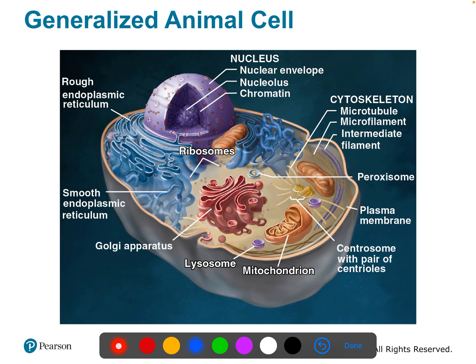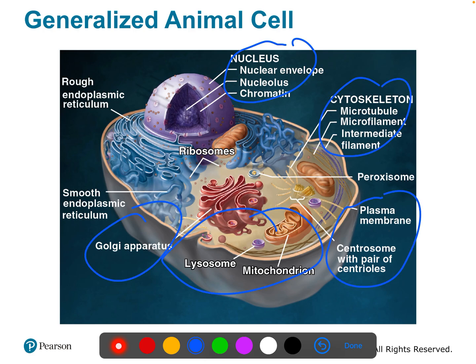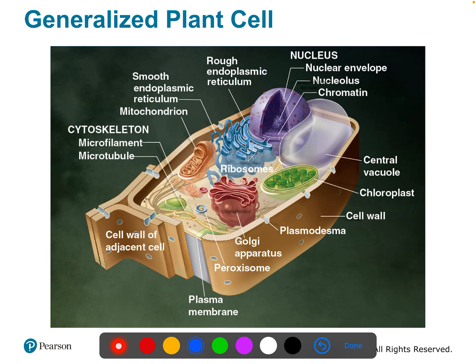Here is a typical eukaryotic animal cell, and look at all the structures that we see here. We just don't see this many structures in a prokaryotic cell. Same goes with a plant cell. Another example of a eukaryotic cell. Look at all these structures here.